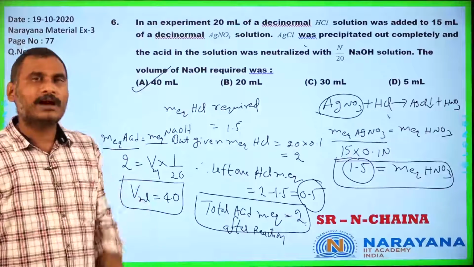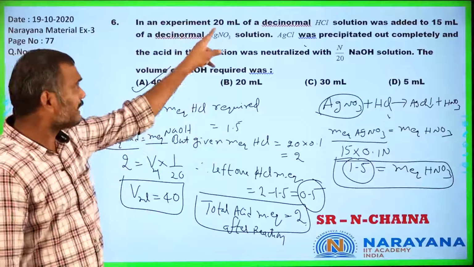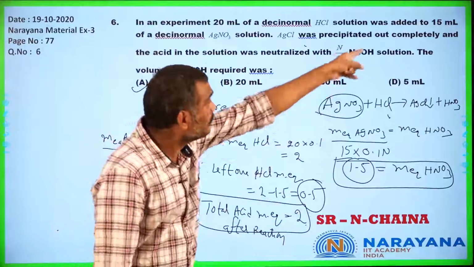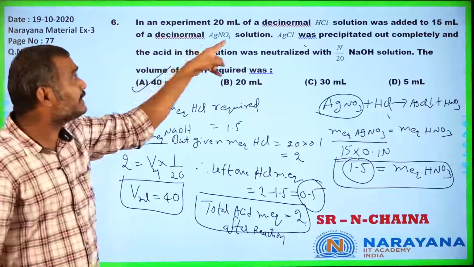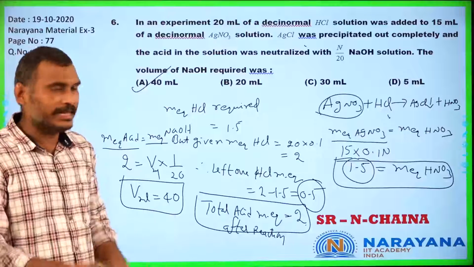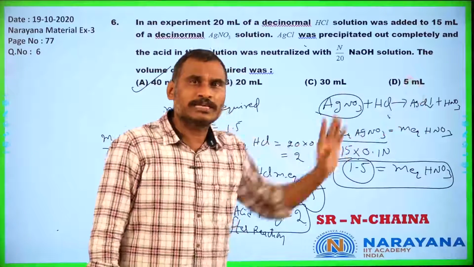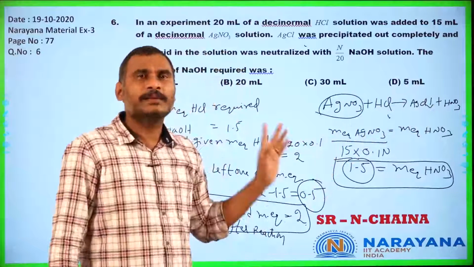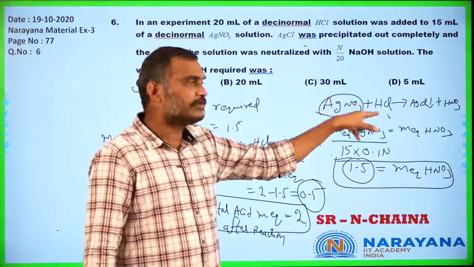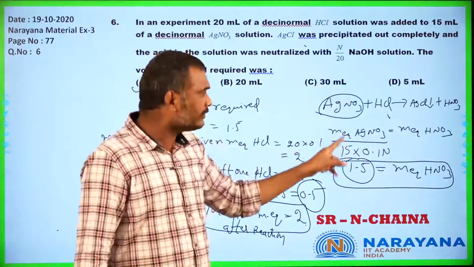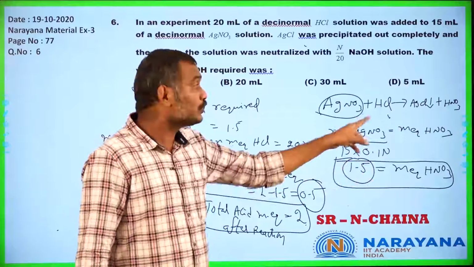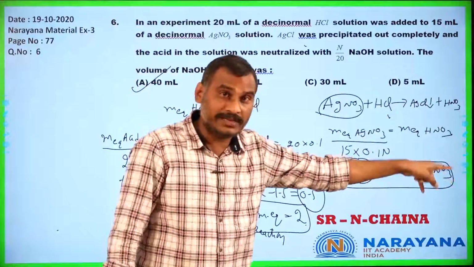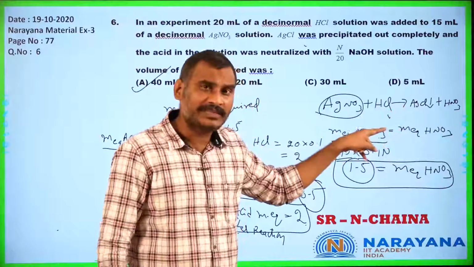What is the logic I have applied first? In an experiment, 20 ml of decinormal HCl solution was added to 15 ml decinormal AgNO3. Simply, all the numbers of moles are the same. I have calculated milli equivalents of AgNO3 equal to milli equivalents of HCl. Milli equivalents of AgNO3 is 1.5, so the HCl used is also 1.5, and HNO3 formed is also 1.5.